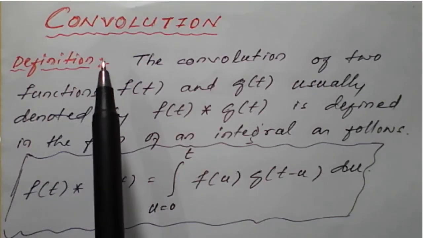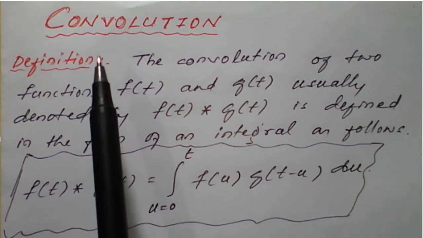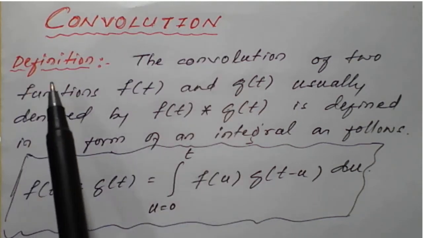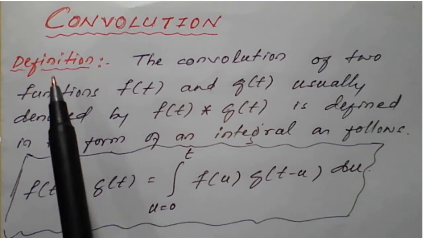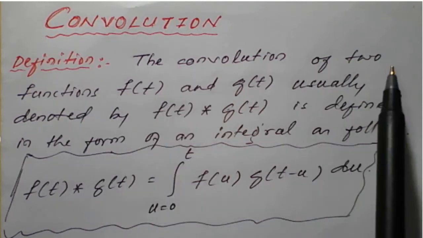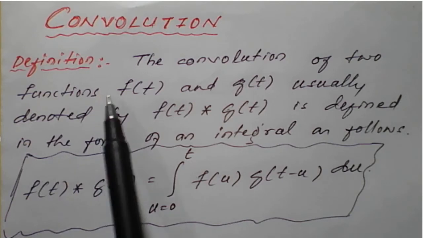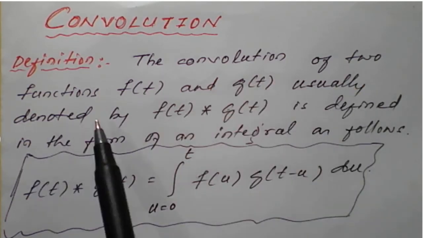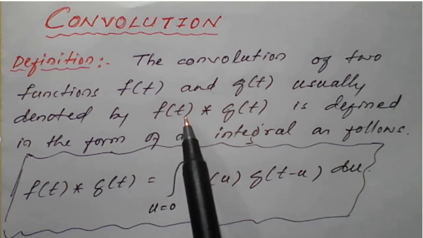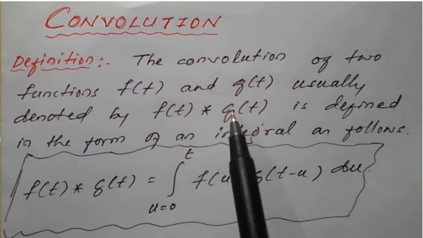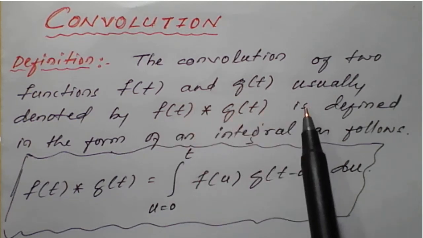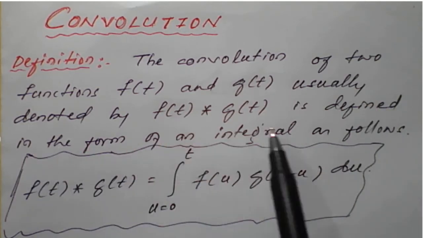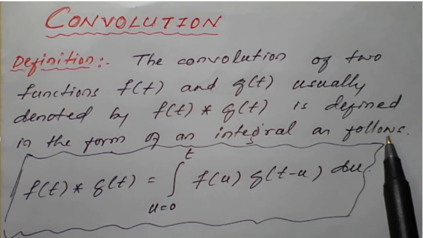Hello students, in today's class we'll see convolution. So what is convolution? We'll see here. Definition: the convolution of two functions f of t and g of t, usually denoted by f of t star g of t, is defined in the form of an integral as follows.